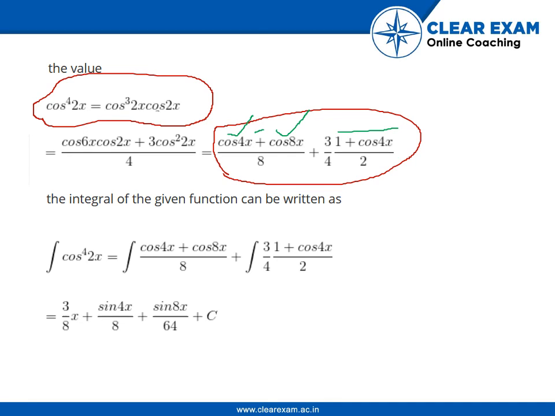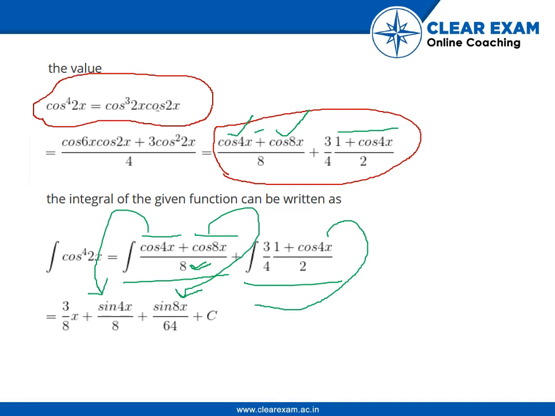So now trying to integrate the function, we have this and this. The integration of cos 4x is sin 4x by 4. Integration of cos 8x is sin 8x by 8. And they are multiplied by their respective denominator 8. Similarly, integration of cos 4x is sin 4x by 4. So finally we get our integral as this one.